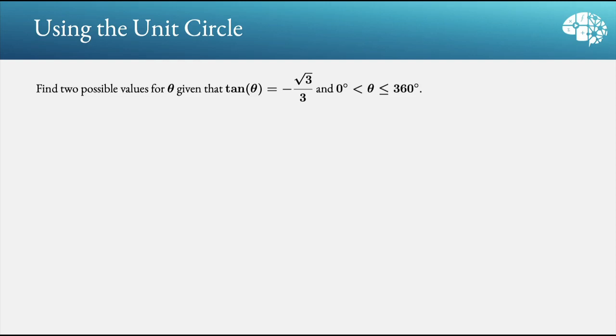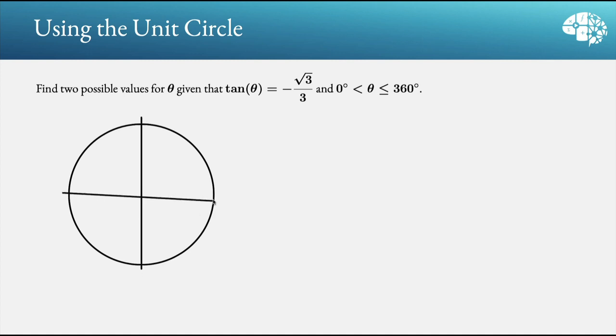Find two possible values for theta given that tangent of theta is equal to negative square root of 3 over 3 and theta between 0 and 360 degrees. So looking at what tangent is, if we think of the unit circle, tangent is the y value divided by the x value. Okay, so I'm going to do a quick sketch of our unit circle here.